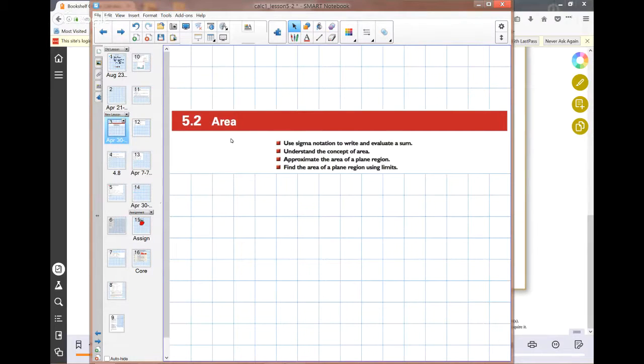We are going to get just enough of it here so we can see what's going on. Understand the concept of area, approximate the area of a plane region. Some of this even goes into the struggles, for example, how did they find the area formula for a circle?